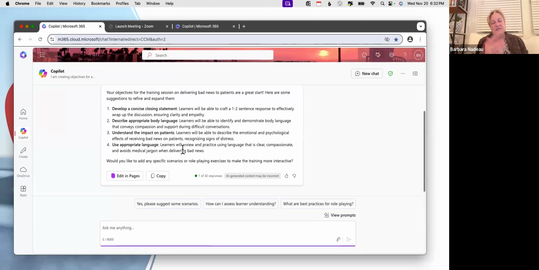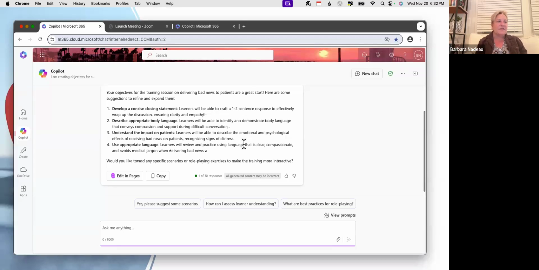All right, so in seconds, it has given me these objectives. Develop a concise closing statement. Learners will be able to craft a 1 to 2 sentence response to effectively wrap up the discussion, ensuring clarity and empathy. Describe appropriate body language. Learners will be able to identify and demonstrate body language that conveys compassion and support during difficult conversations.